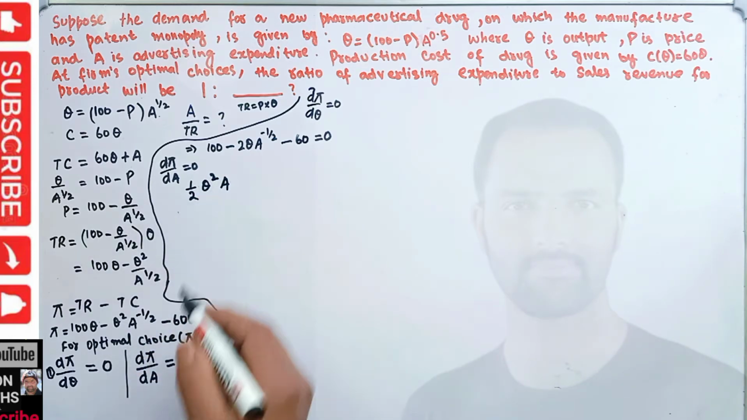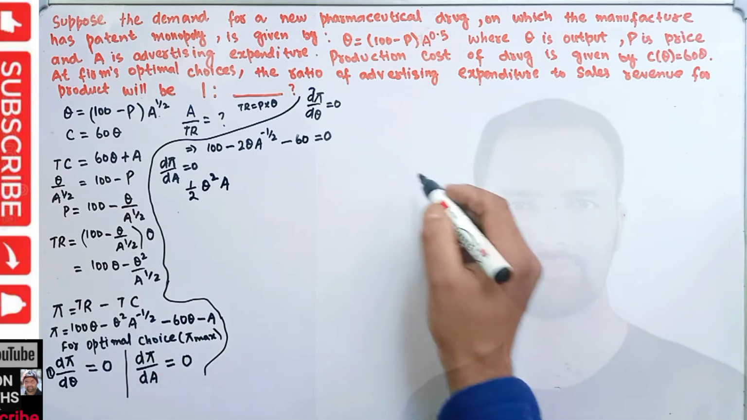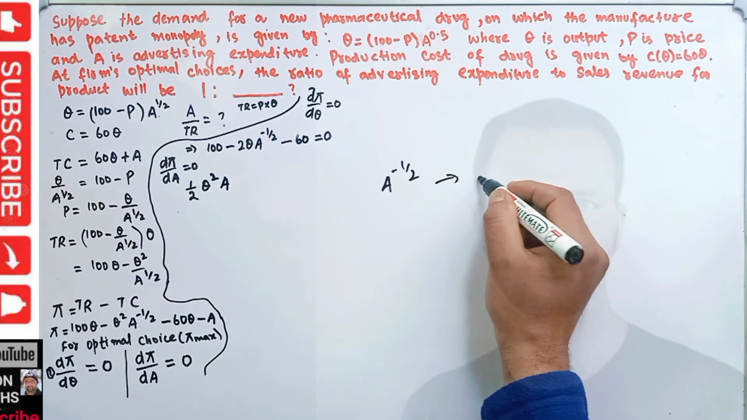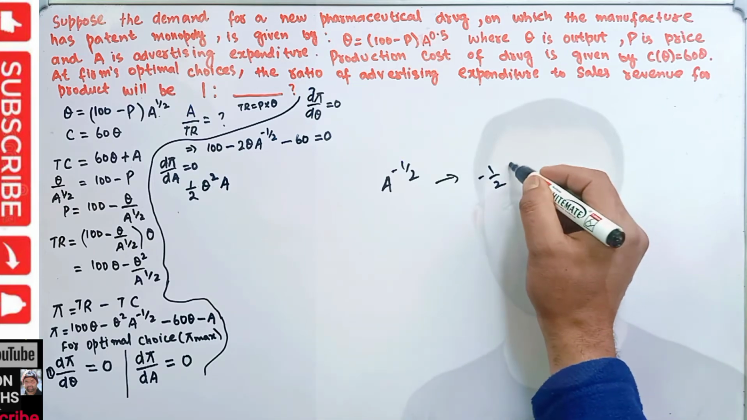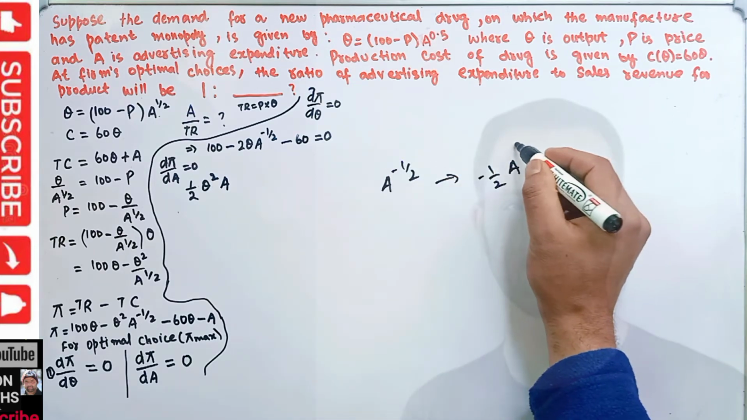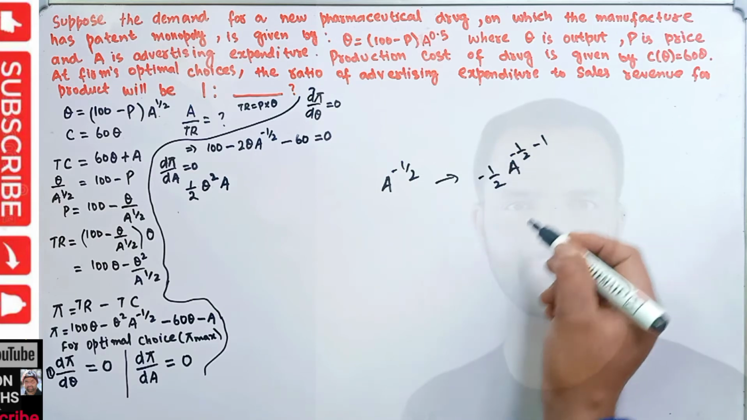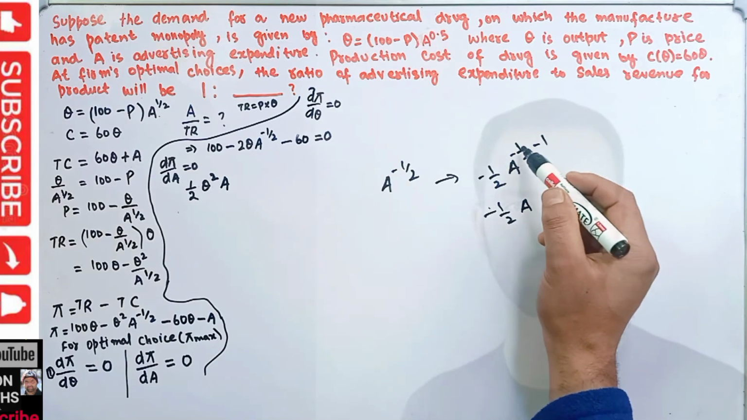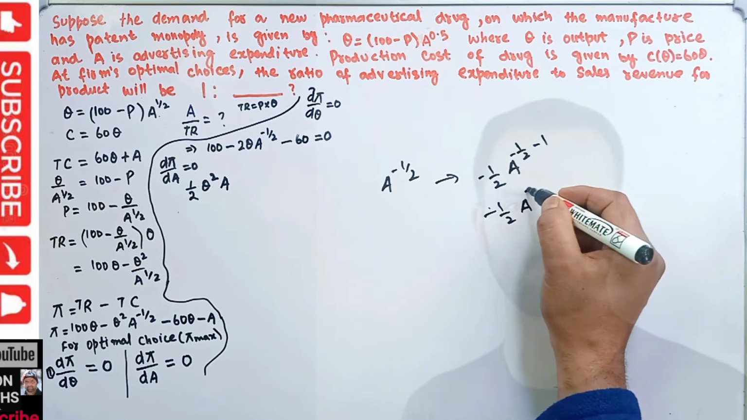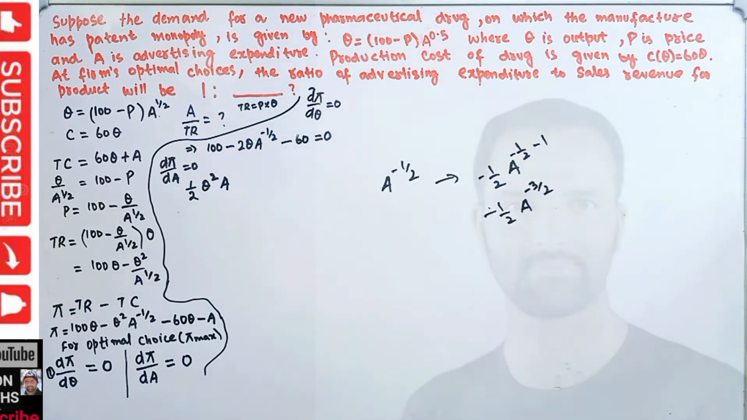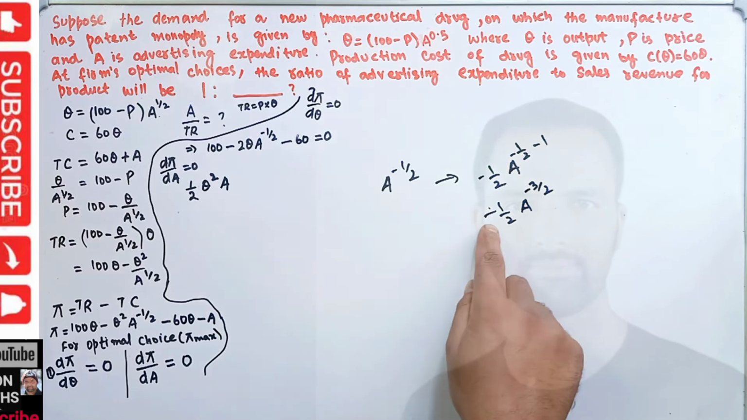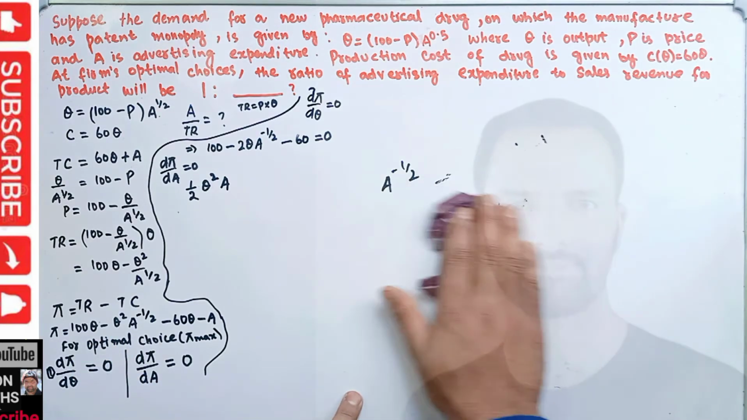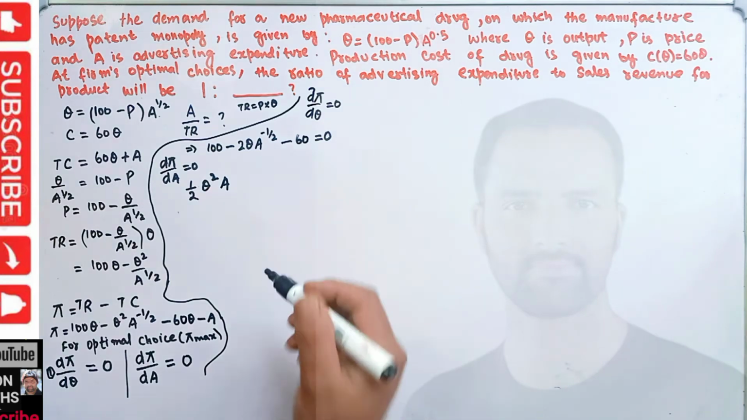Now since it is like this, a to the power minus 1 upon 2, its derivative is this minus 1 upon 2 will become the coefficient of a, and this exponent will be subtracted by 1, and this will become minus 1 upon 2 a to the power, now this is minus 1 minus 2, this becomes minus 3 upon 2. Okay, I'm just showing you, and this minus and this minus will become plus here.